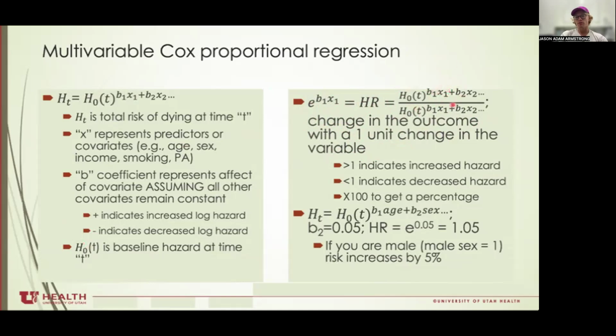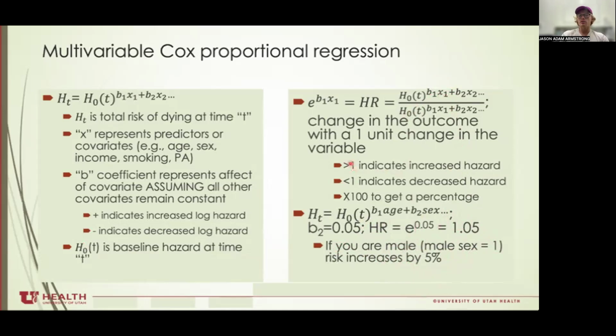So if I'm going to use male versus female, X might represent, if it's a 1, male sex, right? So if male sex is a 1 here, and my HR is 1.05, I would say that if I'm male, I increase my hazard risk by 5%. So my mortality risk goes up 5% if I'm male in this example.